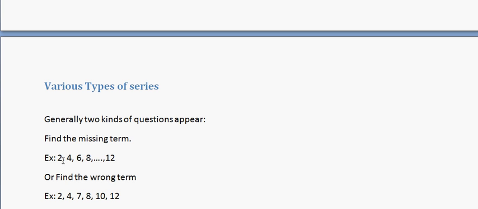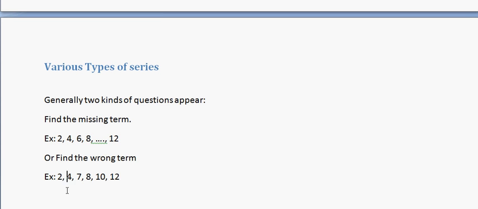So let's take an example and see what a missing number question is. There is a question which says 2, 4, 6, 8, then there is a blank, and then 12. So what would be the missing number? It would be 10, right? So it's just adding 2 each time to get 10, right? Now which is the wrong term here?